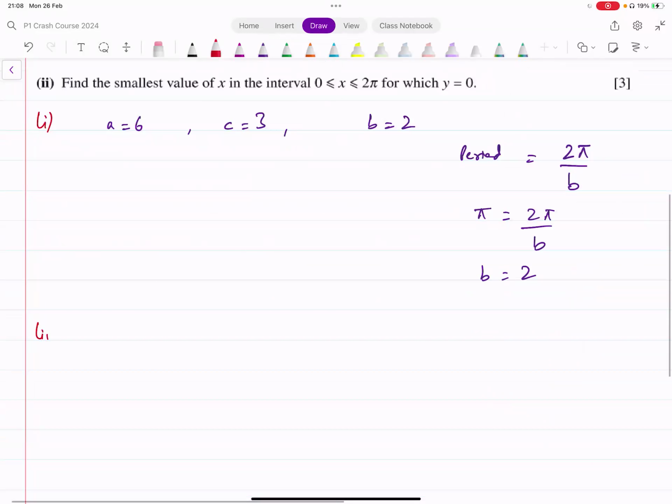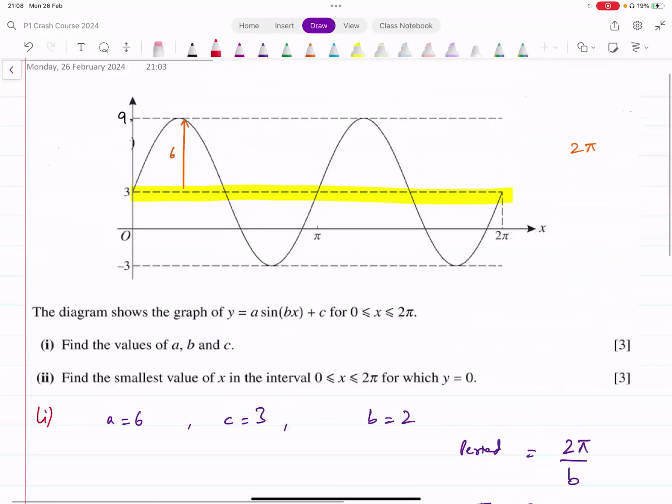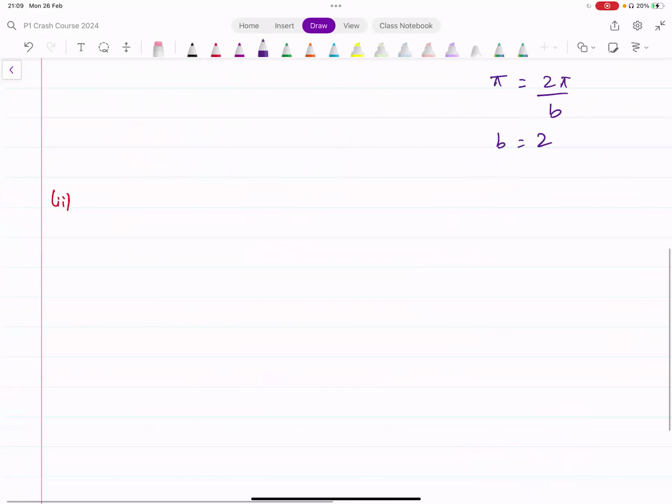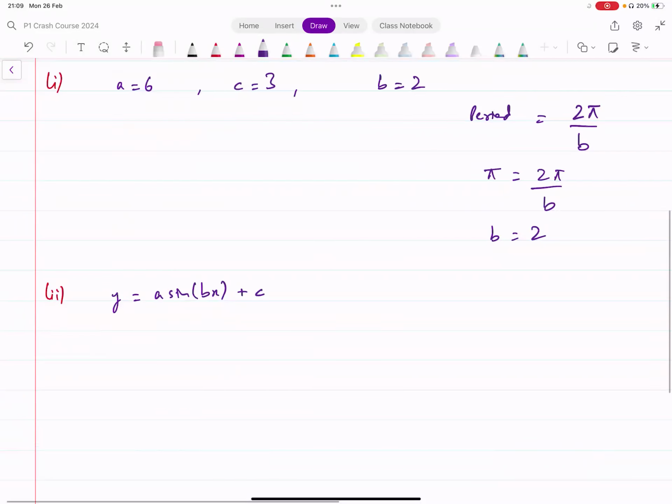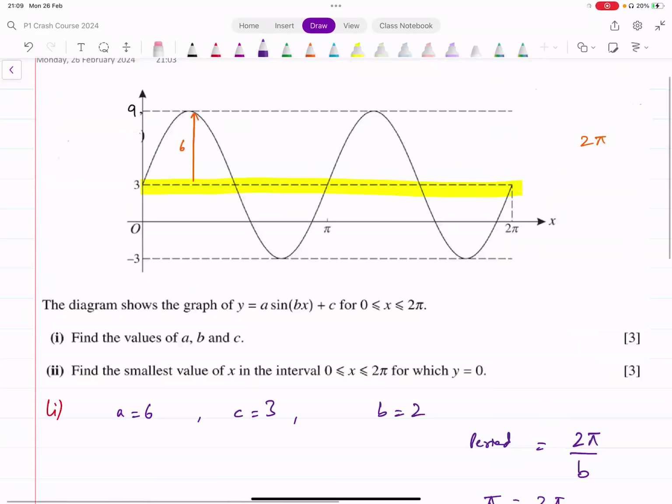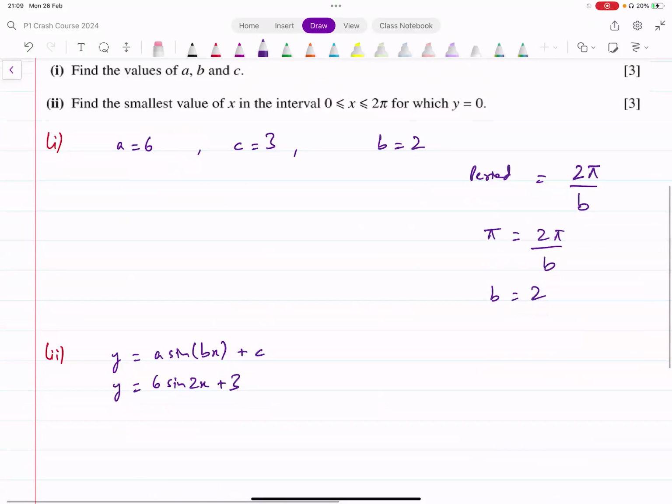Now the second part says, find the smallest value of x in this interval for which y equals 0. Now, what's the function? The function is y equals a sine of bx plus c. We know the values of a, b, and c now. We can input those here. A is 6, b is 2, so that's sine 2x, plus c, the value of c is 3. That's what the function is. We want to find the smallest value of x in the interval 0 to 2 pi for which y is equal to 0. We put y equal to 0 and just solve this equation.